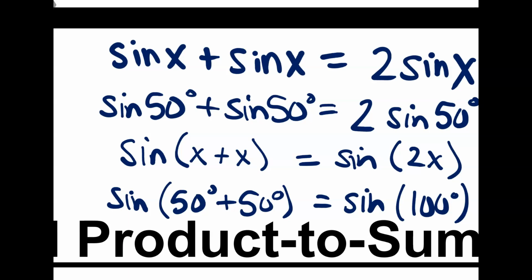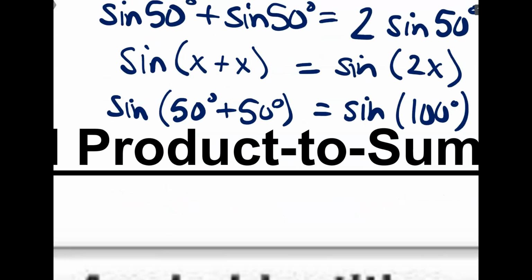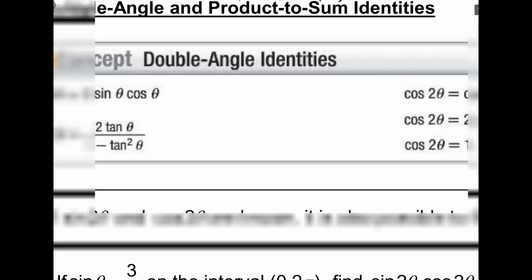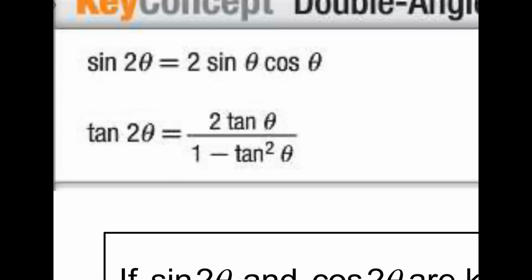Okay. So section 5 is multiple angle and product to sum identities. What if you have multiples of an angle or multiplying two angles together? I guess you'll see. Okay, so double angle identities is kind of what we just talked about. What if you have sine of 100 degrees? Well, that's equal to sine of 50 plus 50. So this sine of 2 theta is just 2 times whatever angle you're putting in place. So this is the double angle.